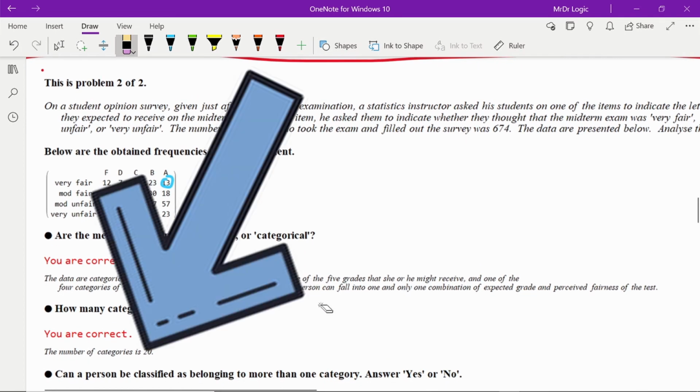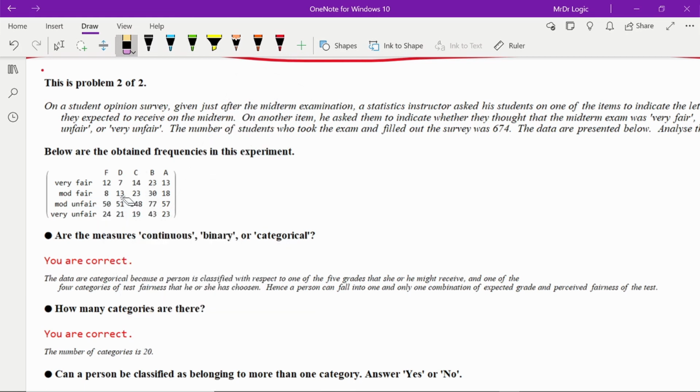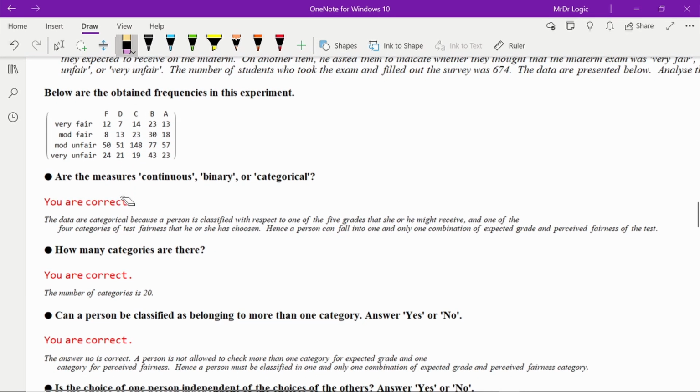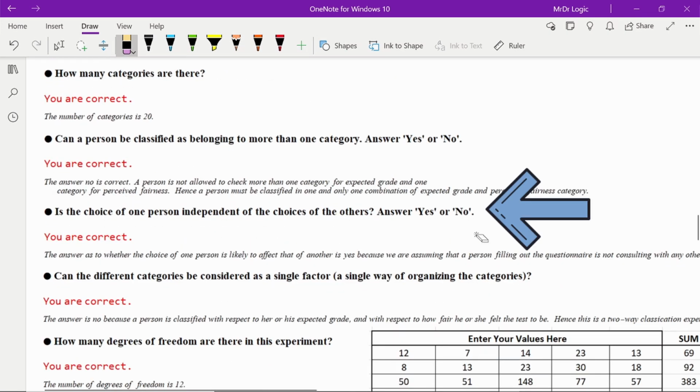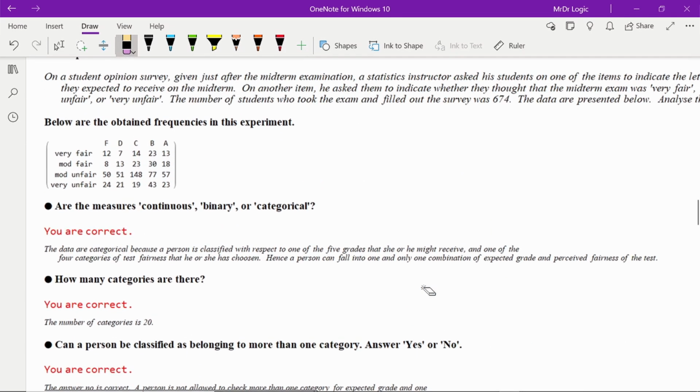Okay, can a person be classified as more than one category? Obviously, the simple answer here is no. You belong in one or the other. Okay, is the person of one choice independent from the choices of others? This is an easy yes because there's no way that your grading is going to affect any of the things like this. We have to go out of our way to make sure that this doesn't happen. Otherwise, this immediately invalidates any results we give.